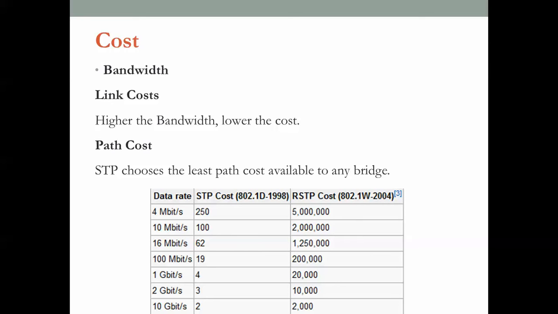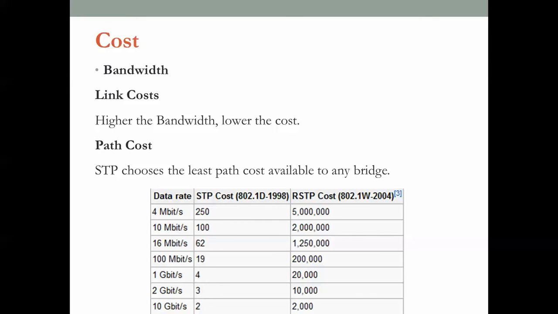IEEE has actually defined standard metric cost for different bandwidths or data rates. As you can see in this table, you can very clearly see that the higher the bandwidth, the lower the cost metric assigned to it. So 1 gig is 4, 100 Mbps is 19. It makes sense because it's very logical for us to choose a higher bandwidth link over a lower bandwidth link, right? So similarly, STP prefers a higher bandwidth link, and hence the higher the bandwidth, the lower the cost.